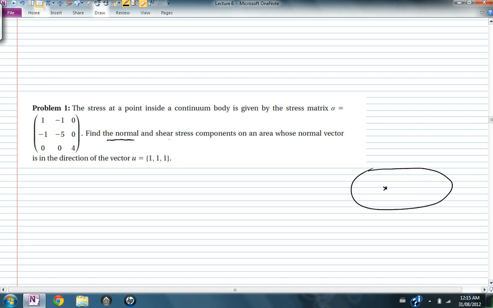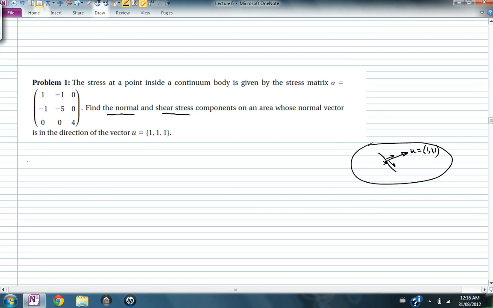I need to find the normal and the shear stress components on an area. So I need an area that's perpendicular to the direction 1, 1, 1. I need to find the normal stress and the shear stress. To find the normal stress and the shear stress, the first step, find n, the unit vector perpendicular to the area.